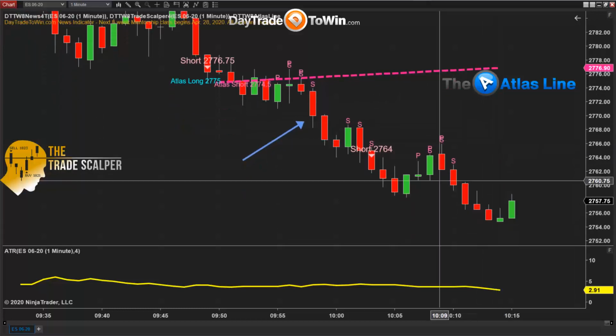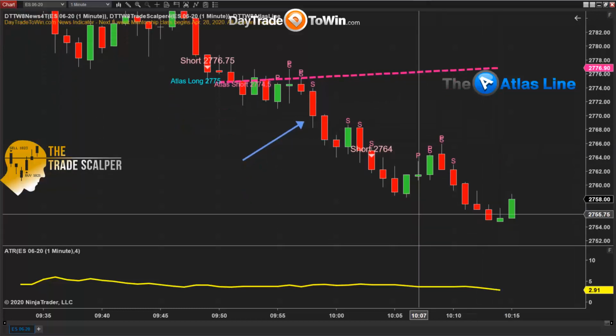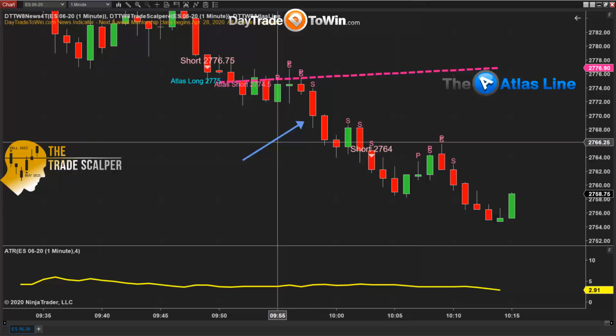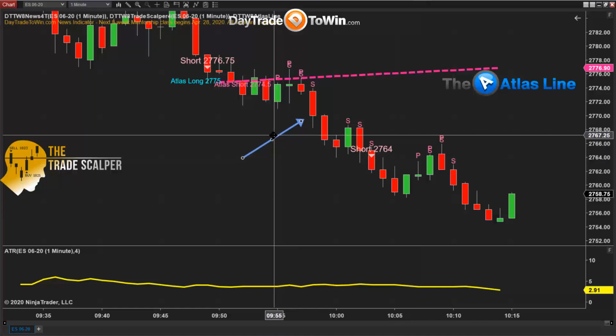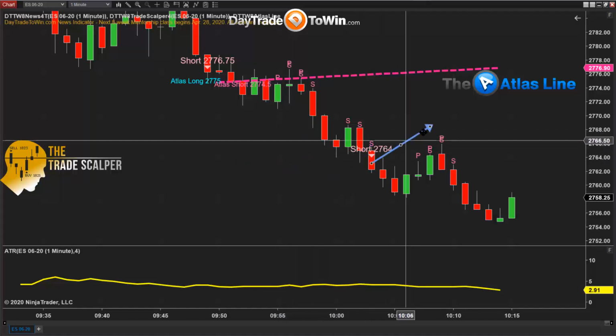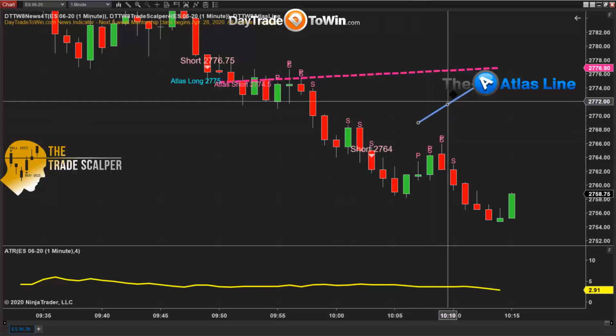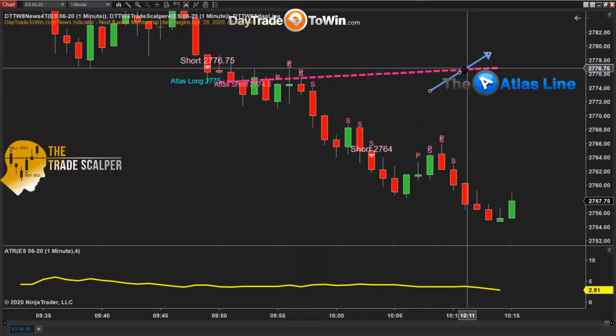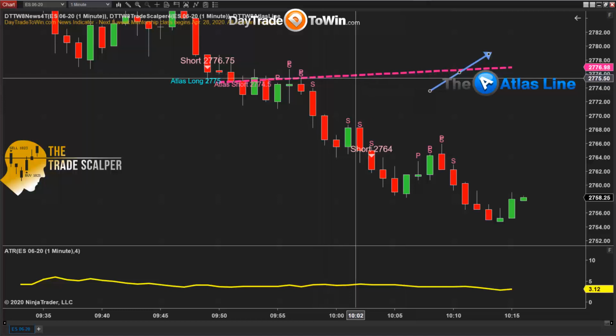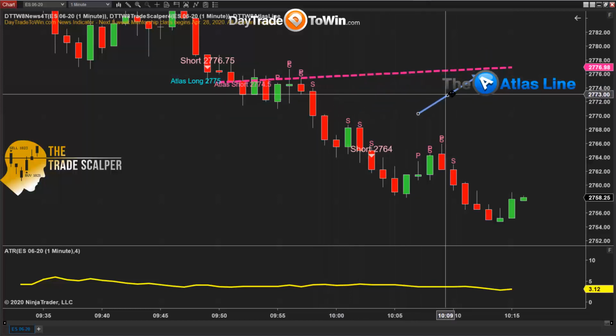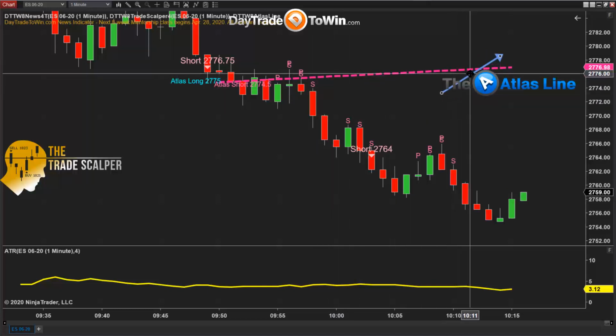So in this case, if you are going to scalp the market to the short side, you have a little bit of extra evidence that short is the way to go, until and if the market begins to trade above the Atlas line. This pink dashed line is the Atlas line that's plotting. Once the market trades above that, it would be okay to go long for the Atlas line trades.